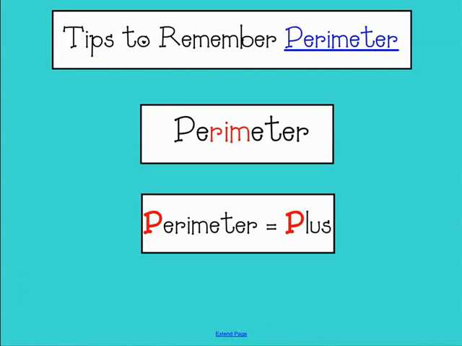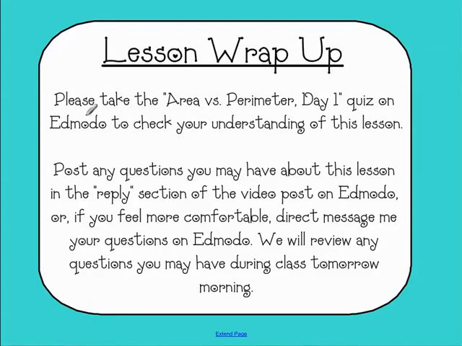Okay, so here is your wrap up for the lesson. Please take the area versus perimeter day 1 quiz on Edmodo to check your understanding of this lesson. The quiz is posted like I showed you in class today. It's 6 questions. Please go ahead and take the quiz now to show me what you understood from the video. Remember, it's not graded. It doesn't count for a score in my gradebook. It's just to show me how you're understanding.